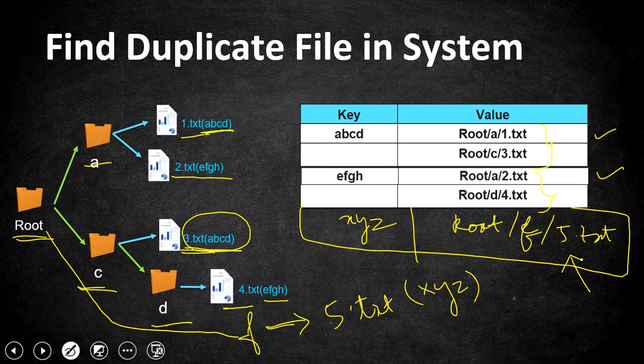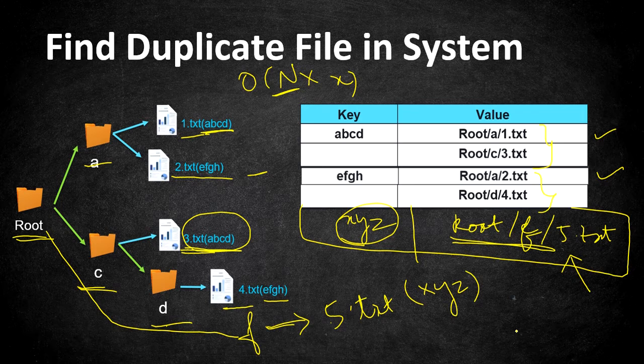In this case, we are not going to add XYZ or this path to our output, as there is only one path. We don't have any duplicate for this data. So whichever key has more than one path, we are going to add that to our result. So hope you are understanding this solution. This is going to work in big O of n into x time complexity.